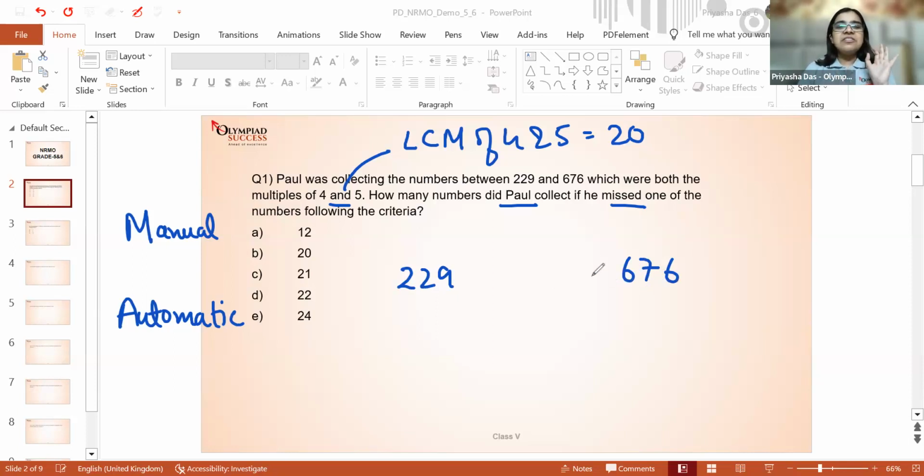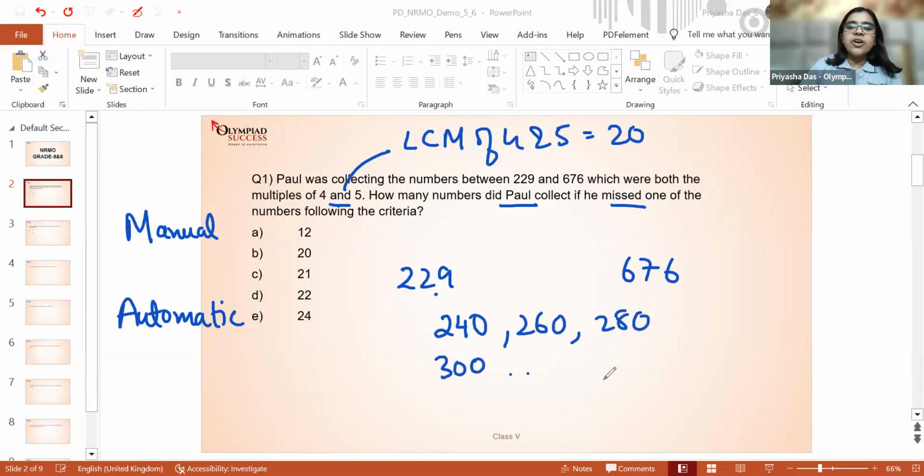See, if I go by the manual method, it will take me around 3 minutes to finish this. Because I know the first multiple of 20 after 229 will be 240. Then I'll do 260. Then I'll do 280, 300, dot, dot, dot. And it's never ending. It's very long. That's a manual method, which we will never apply.